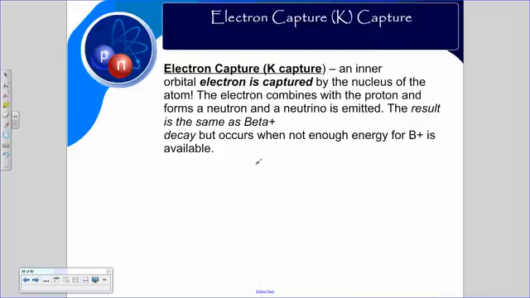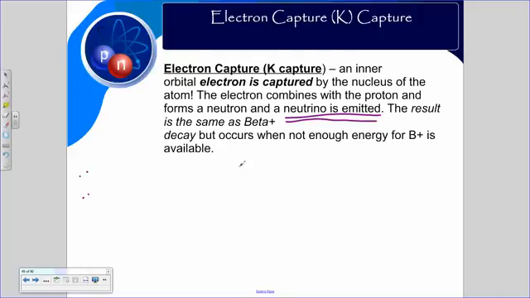K-capture. In a K-capture, an inner orbital electron is captured by the nucleus of the atom. The electron combines with a proton and forms a neutron, and a neutrino is emitted. Okay. Now, what we haven't told you is that in beta positive and beta minus, there's also a neutrino or an antineutrino emitted, but we didn't mention that. It's not necessary for you to know that, and it's also not necessary for you to know this, but you do need to know the products of decay.